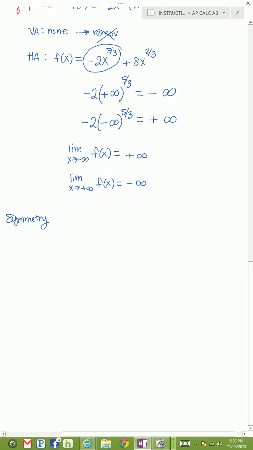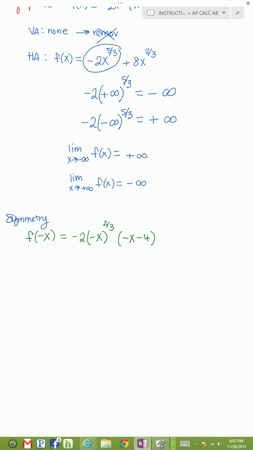Alright, so for symmetry, I'm checking if I take the function f of x and substitute a negative x, what does that do to the function? So I get -2 times (-x) to the 2/3 power times (-x) minus 4. And all you're checking is whether this will simplify back to the original, or be the exact negative of the original function. So here's f of negative x. I'm going to write down what f of x was so you see what my goal is. My goal is to get this exact function to come back.